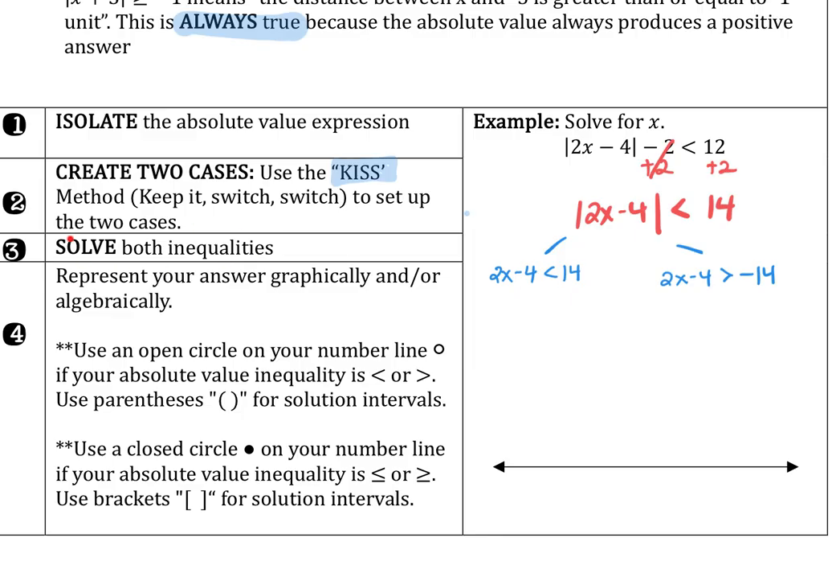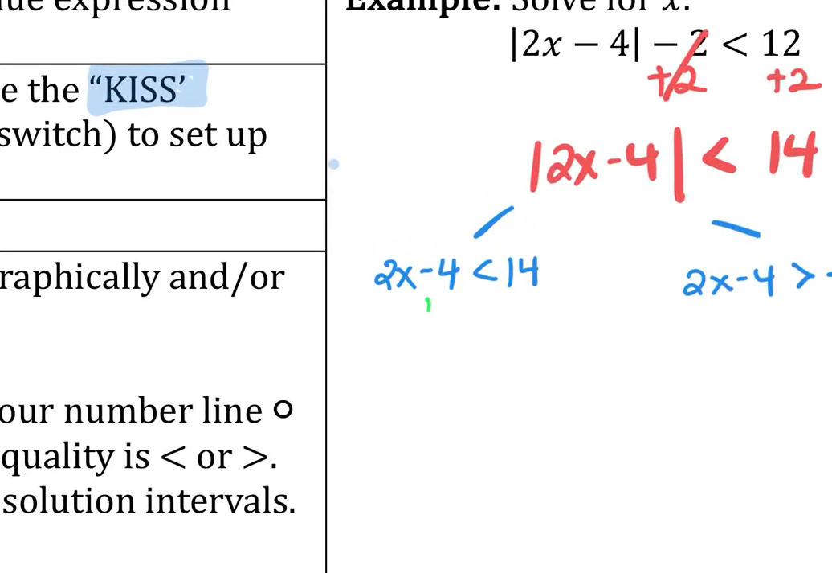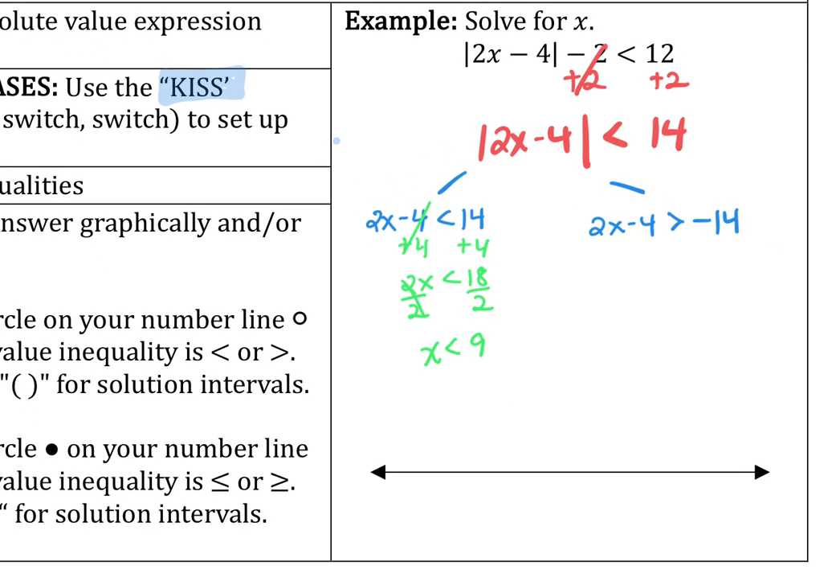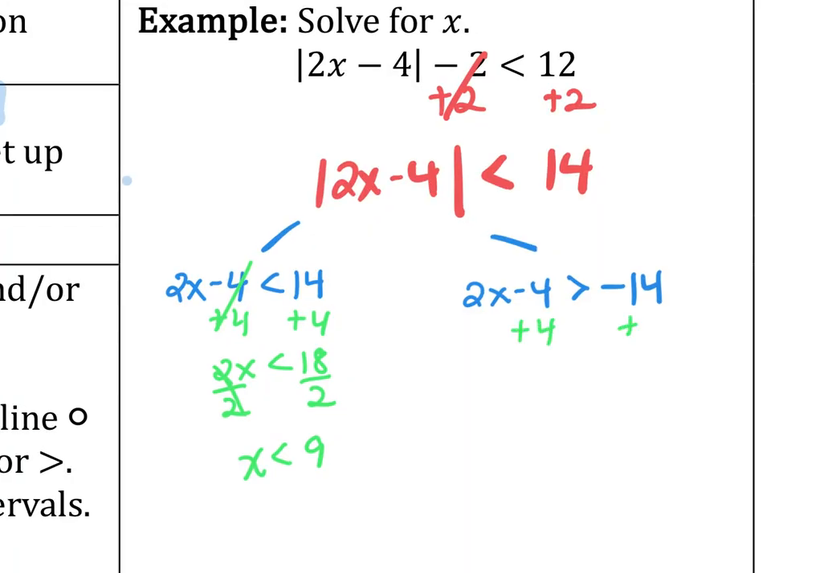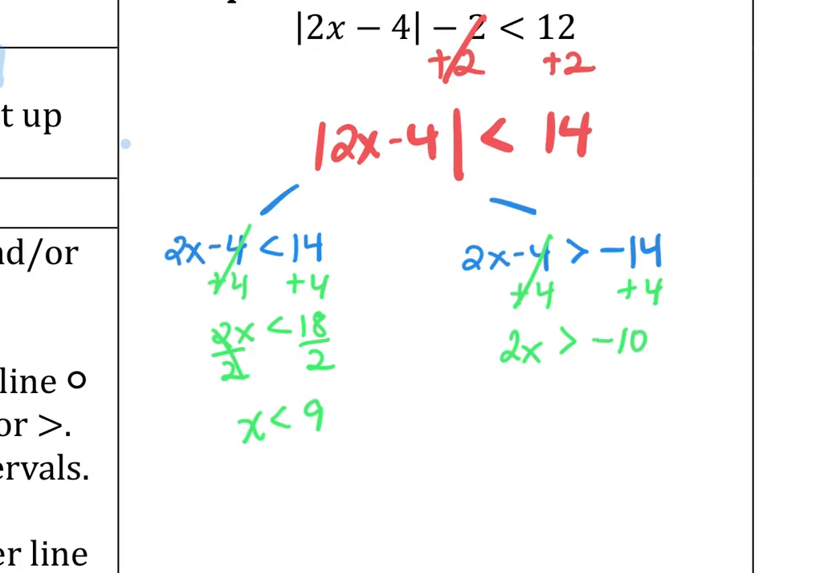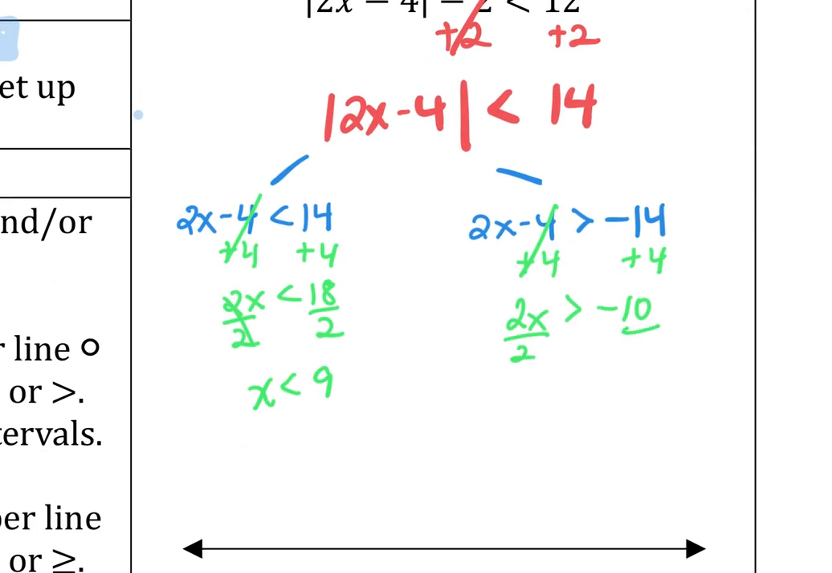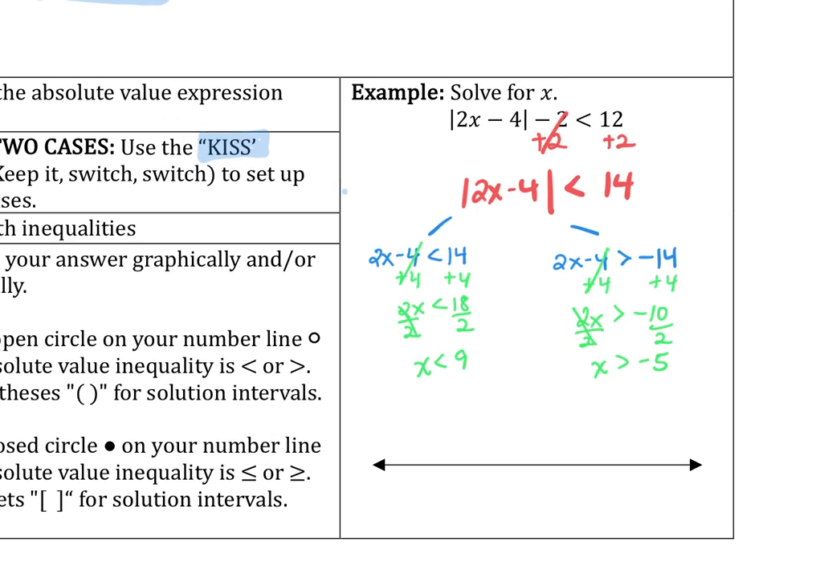Now that you have your two inequalities, you just solve them. So this part is easy. Add the 4. 2x is less than 18. Divide by the 2, which means x is going to be less than 9. And then if I do the same thing to the negative 14, I would add the 4 to the negative 14. 2x is going to be greater than negative 10. Divide by the 2. X is going to be greater than negative 5.